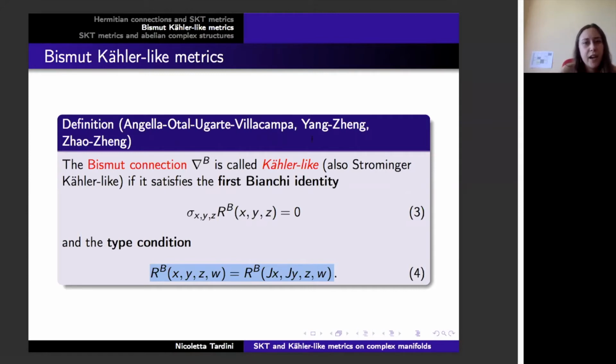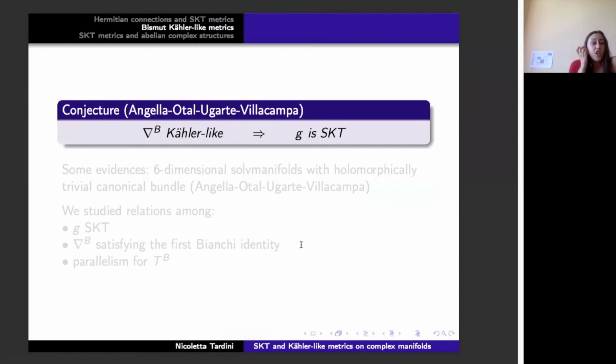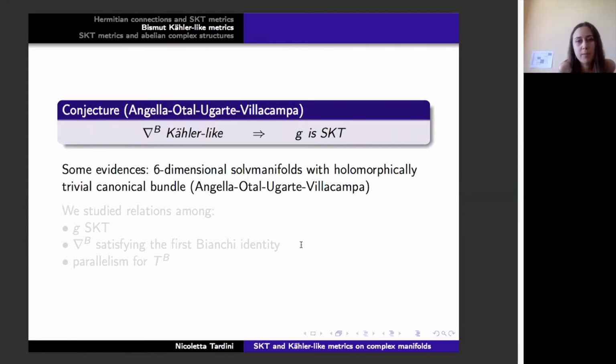But in the literature, you can find this condition also called Strominger-Kähler-like. For instance, if you look at the papers of Yang and Zhang or Zhao and Zhang, they call this condition Strominger-Kähler-like because they call the Bismut connection the Strominger connection. All right, so we have these two conditions. And they conjecture that having these nice symmetries for the curvature implies that the metric has to satisfy some property. In particular, they conjecture that if the Bismut connection is Kähler-like, then the metric is SKT. And they prove that the conjecture is true for 6-dimensional Calabi-Yau manifolds with a left invariant complex structure.